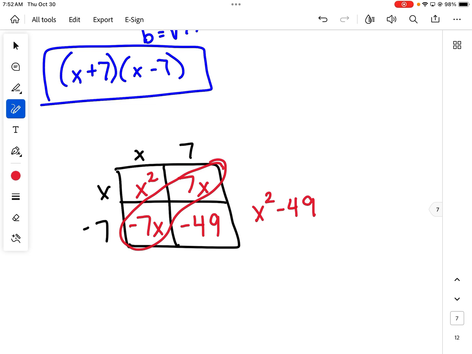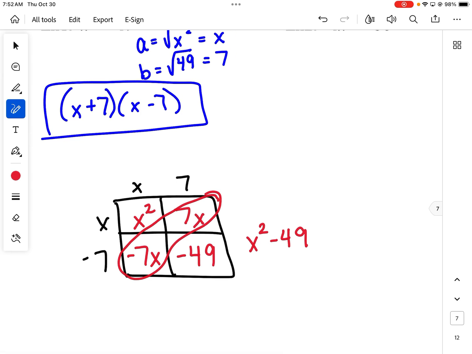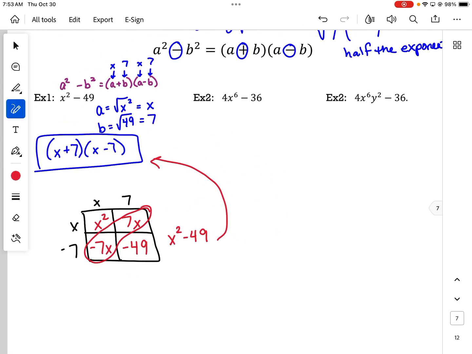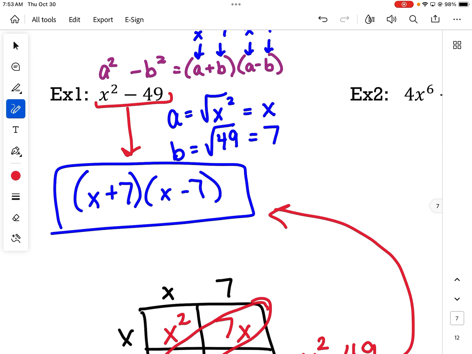So this was multiplying. And what factoring does is undo that multiplying. So see how x squared minus 49 is the same as x plus 7 times x minus 7. We don't have to do this every time. I just wanted you to see where it came from. So what we are trying to get at is we're factoring this to give us this by doing the difference of squares.